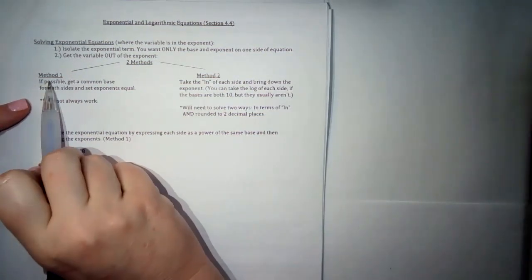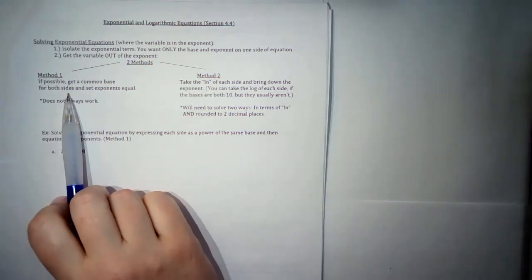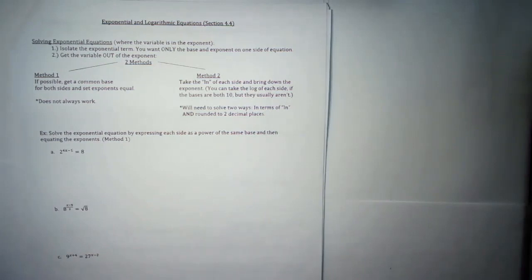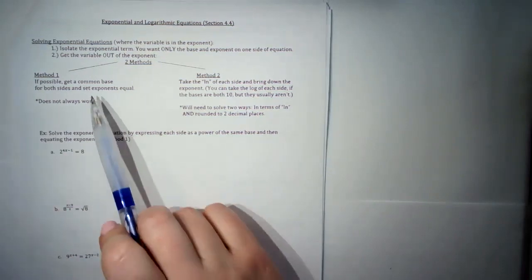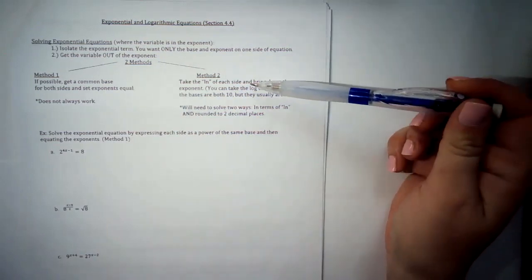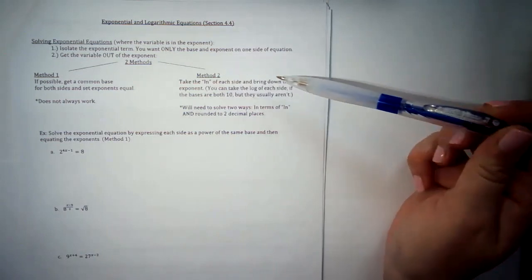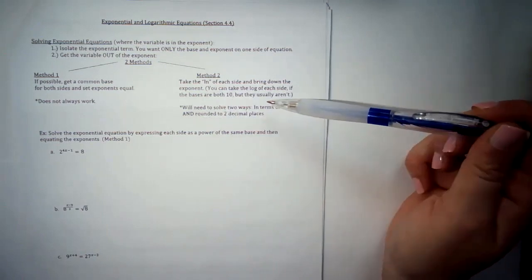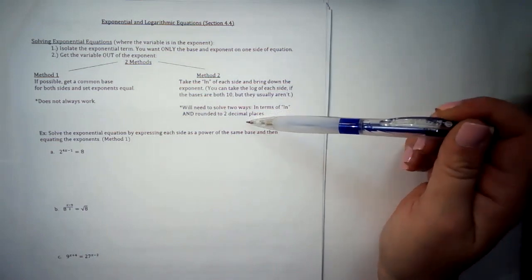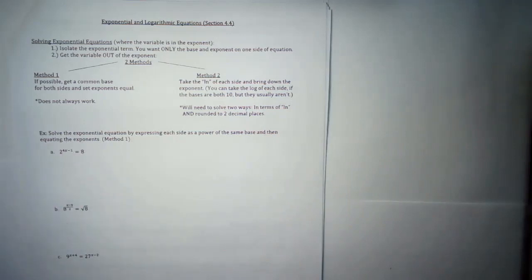Okay. If possible, the easiest way to do it is method 1. It's to make both sides of your equation have the same base. Now that doesn't always work, but if you can do it, it makes your life a lot easier. Then you would set your exponents equal and solve. Okay, if that's not possible, then we have to go a little bit more complicated. We're going to take either the natural log or the common log of both sides. And then you're going to have two answers, one in terms of log, and then one that you put in the calculator that's a decimal.